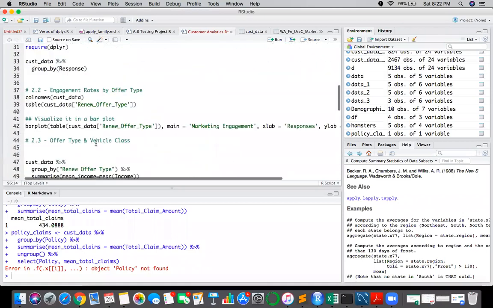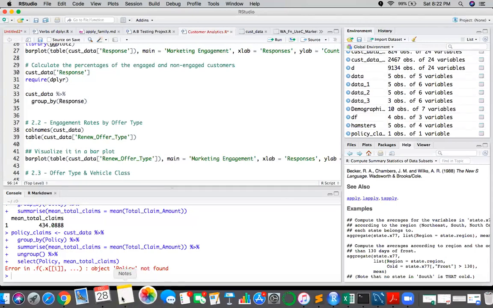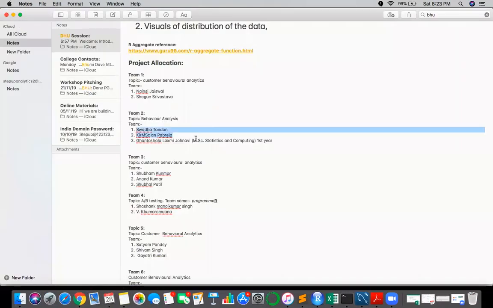I'll share the code, and let's try and conclude how this customer behavior analysis will be done. Tomorrow when we start, we'll wrap up with A/B testing. Guys, you need to pick up each group. Each group working on customer behavior analytics needs to take up some KPIs and categories, draw hypotheses, and prove whether the hypothesis is right or wrong using the data and numbers.